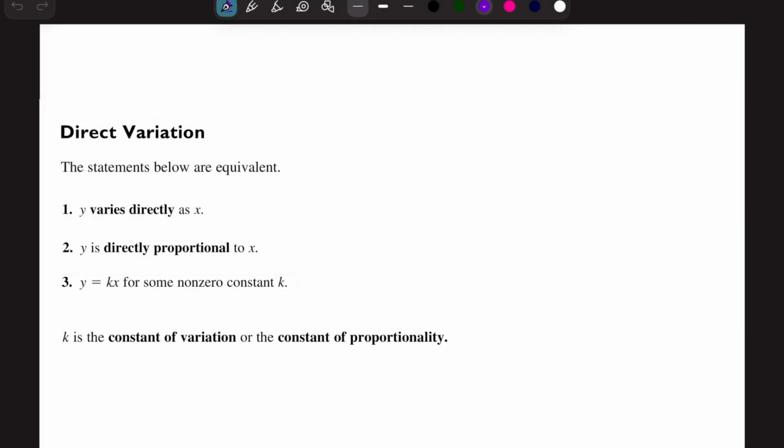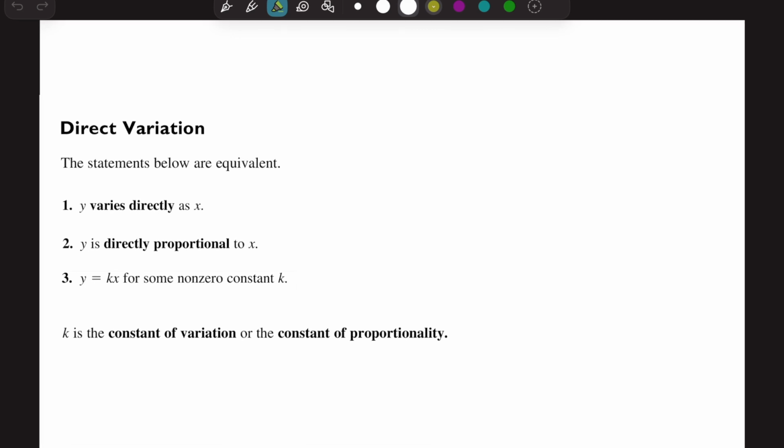Okay, let's talk direct variation. So the statements below are equivalent. Y varies directly as x. Y is directly proportional to x. And y equals kx, where k is some non-zero constant. We call that k the constant of variation, or the constant of proportionality.